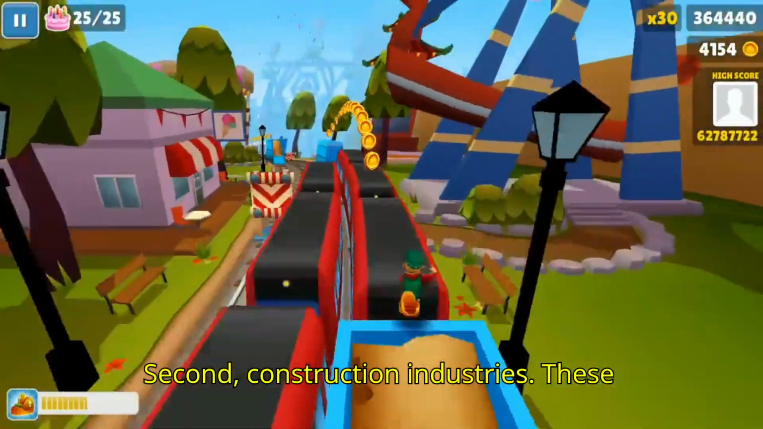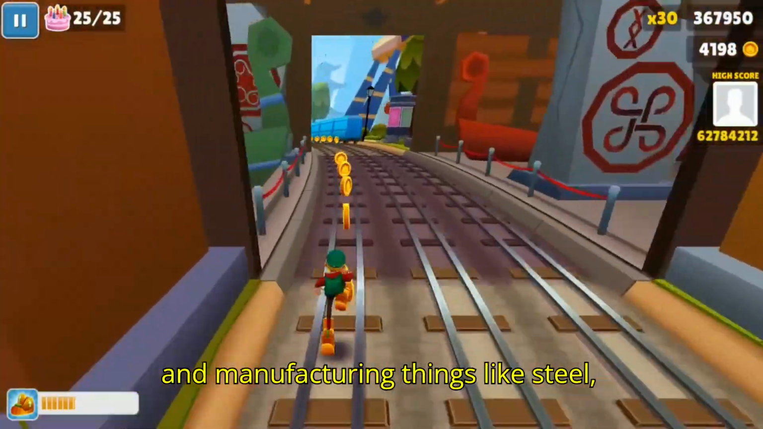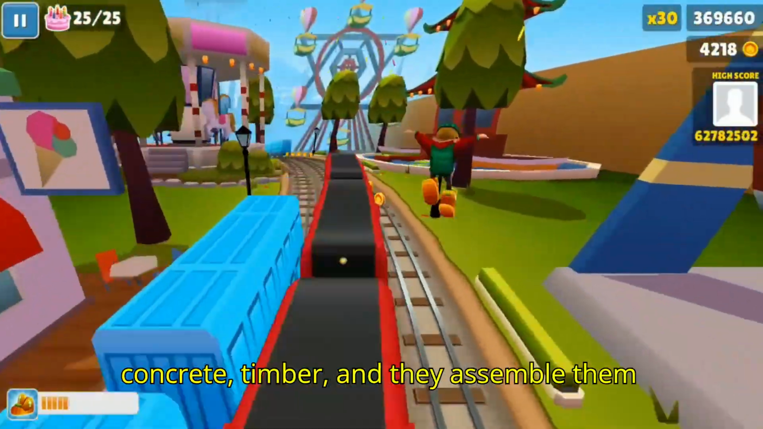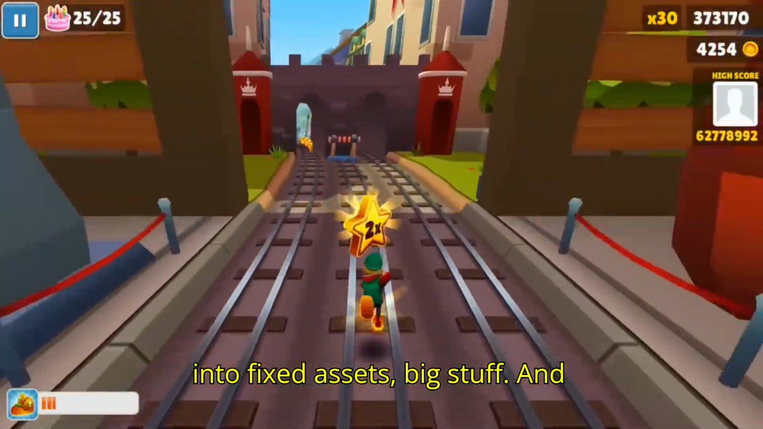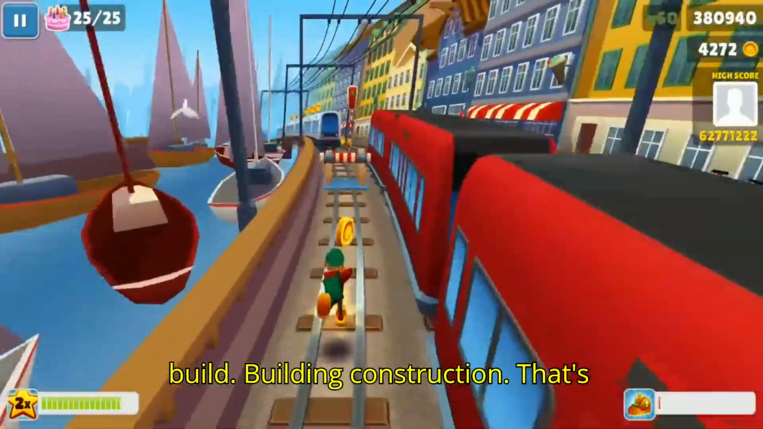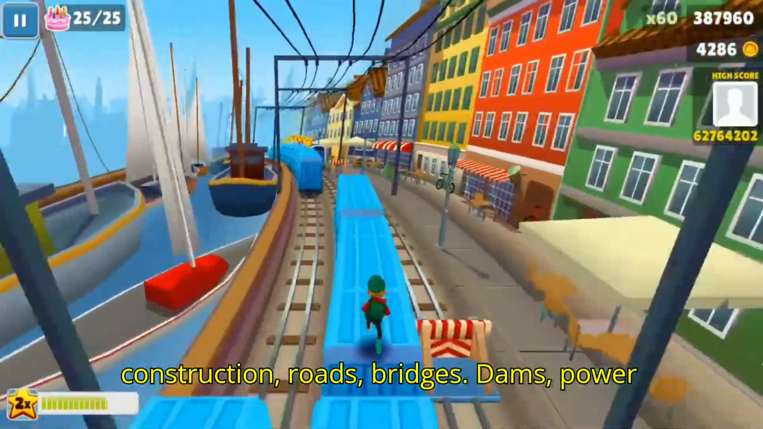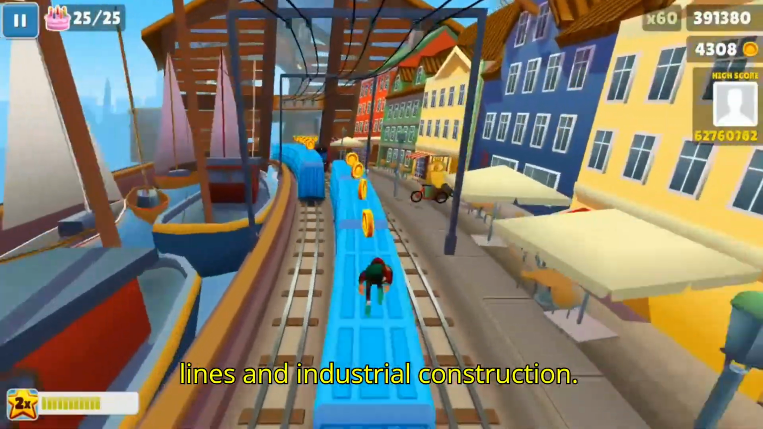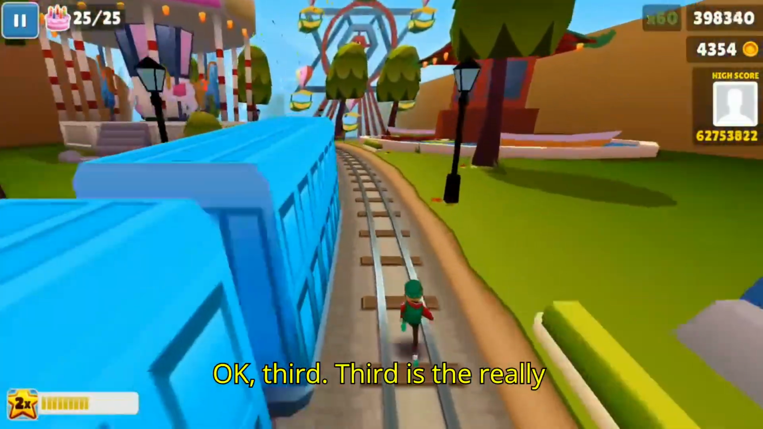What's next? Second, construction industries. These guys take the outputs from extraction and manufacturing, things like steel, concrete, timber, and they assemble them into fixed assets. Big stuff. And they're usually categorized by what they build. Building construction, that's houses, offices, schools; infrastructure construction, roads, bridges, dams, power lines; and industrial construction, building factories, refineries, specialized plants. Right, the builders.